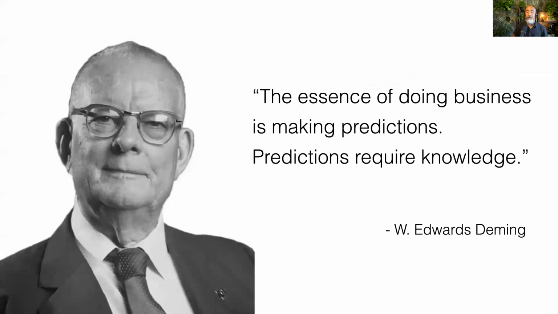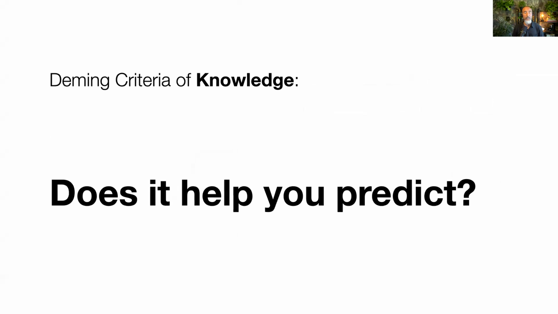Edward Deming, who is a master of statistical control and quality control for manufacturing, production, and so on, once said the essence of doing business is making predictions. And predictions require knowledge. So what is knowledge? I think that's the key question. According to him, or if you've ever been in a science field, you probably agree that knowledge is whether it helps you predict. If it doesn't, that's not knowledge, that's just information.